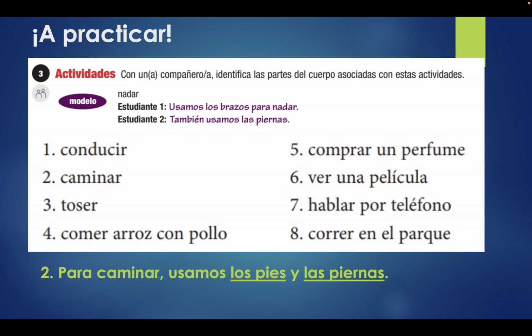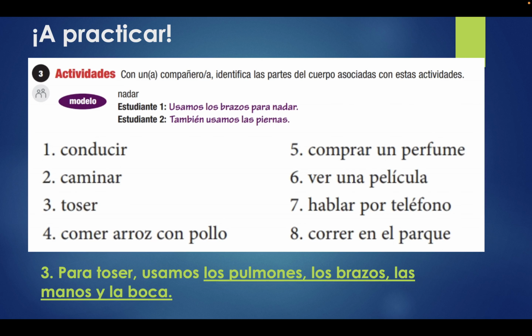In número tres, the verb we're given is toser. Toser means to cough. So in order to cough, you use a lot of different body parts. I said, para toser, usamos los pulmones, we use our lungs, los brazos, our arms, las manos, our hands, hopefully you cover your mouth with your hands, y la boca, naturally. La boca, your mouth, as you're coughing and the air's coming out.